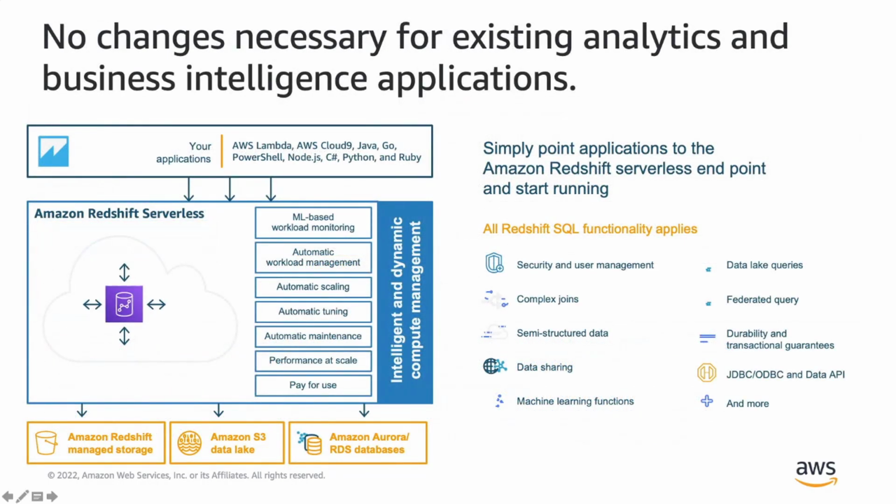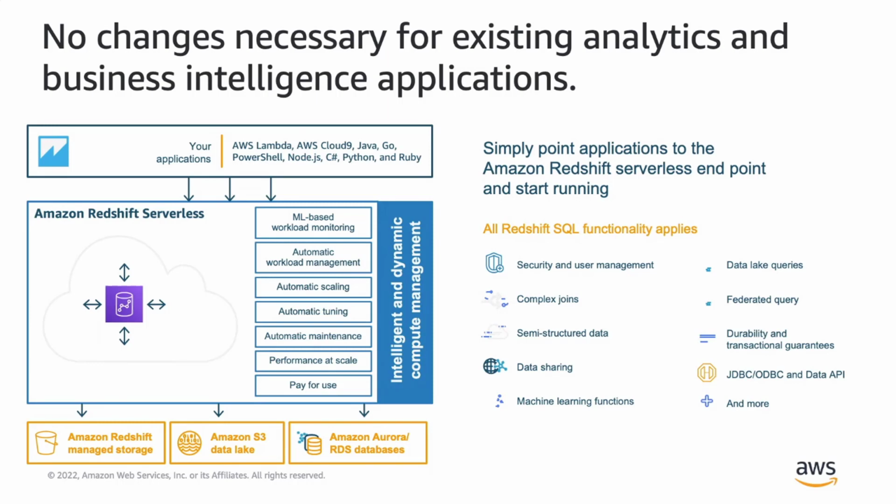And also, best of all, no changes are necessary for existing analytics and business intelligence applications if you are going to migrate from a provisioned Redshift cluster to a serverless endpoint. You can continue to leverage all the rich analytics functionality of Amazon Redshift, such as complex joins, direct queries to data in the Amazon S3 data lake and operational databases, materialized views, stored procedures, semi-structured data support, and machine learning, as well as high performance at scale.